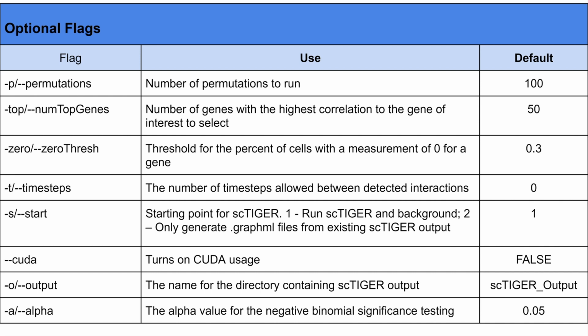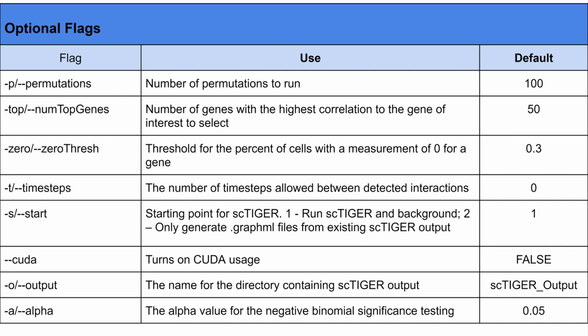We allow you to change the number of time steps between detected interactions. So 0 is the default because those are direct causal interactions, but you could extend it to 2 or 3 if you want to look for additional genes of interest or you want to see how the whole network fits together.